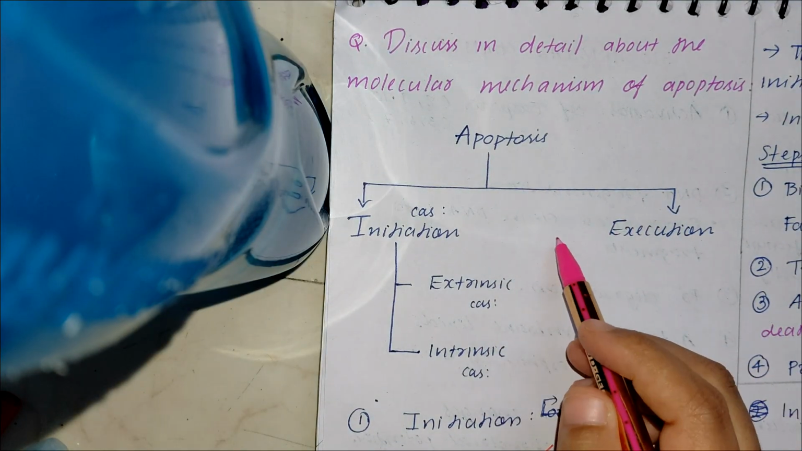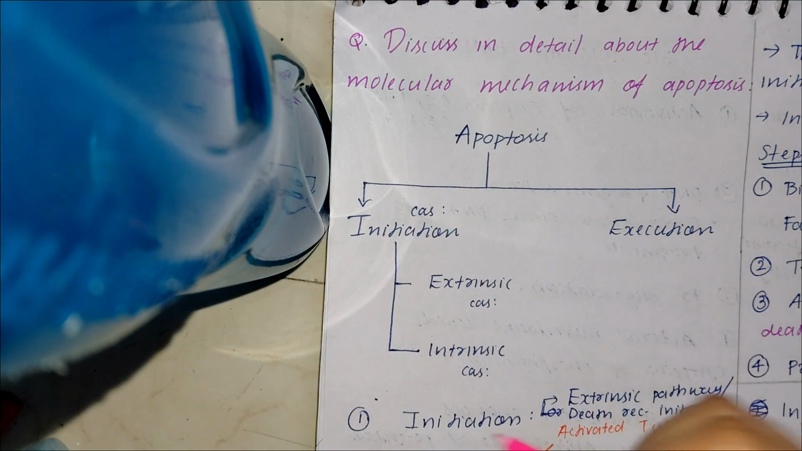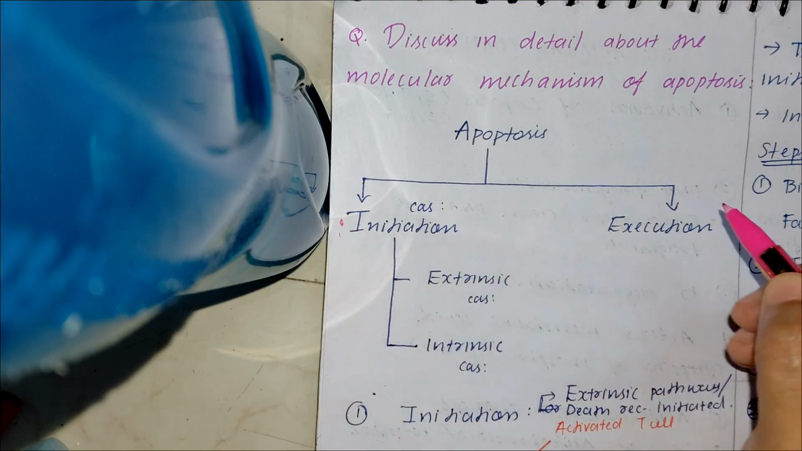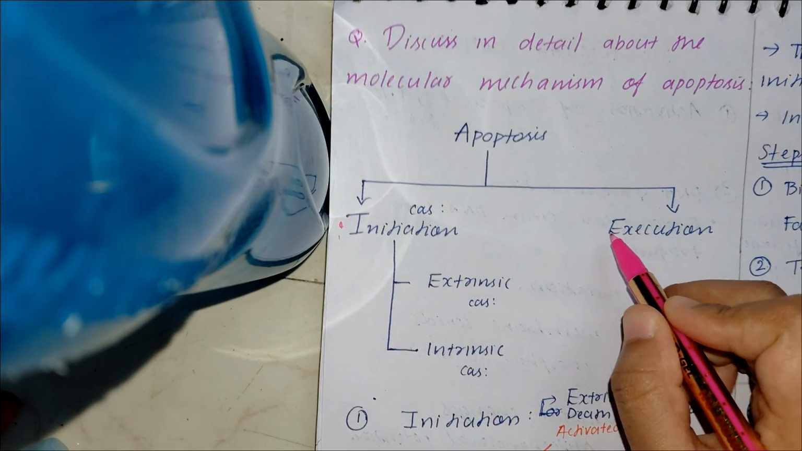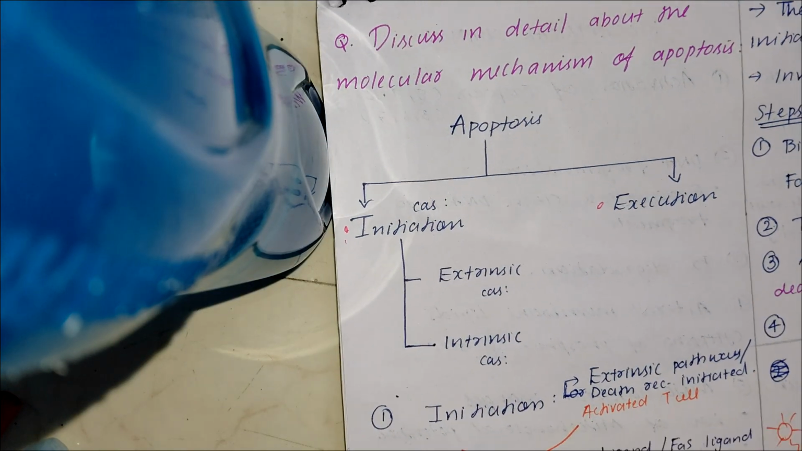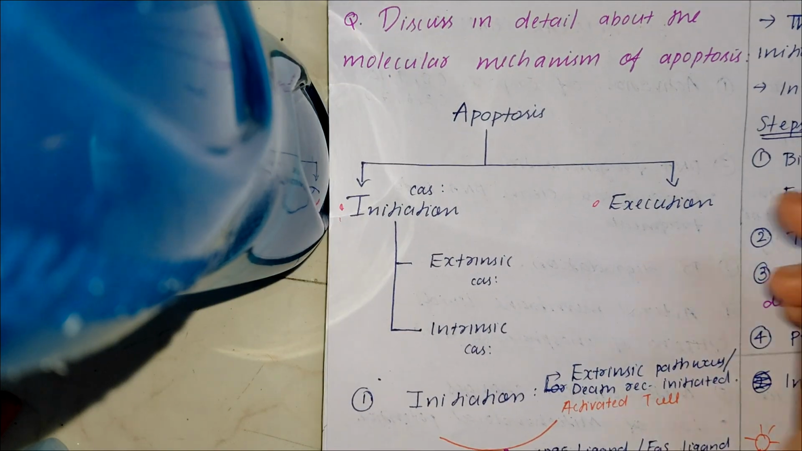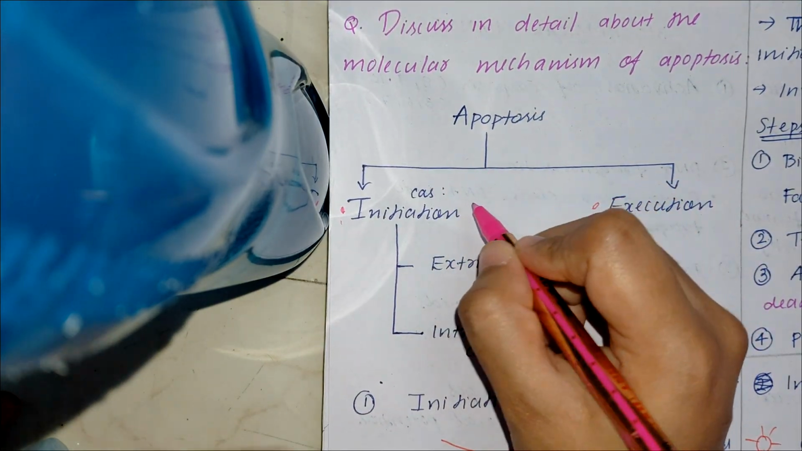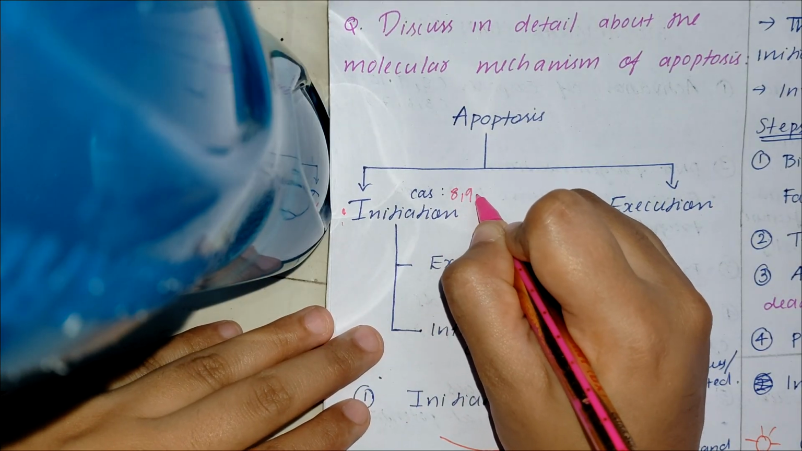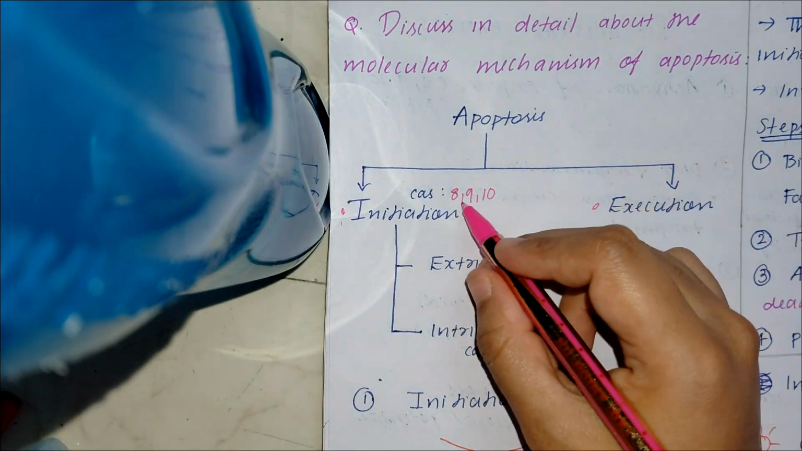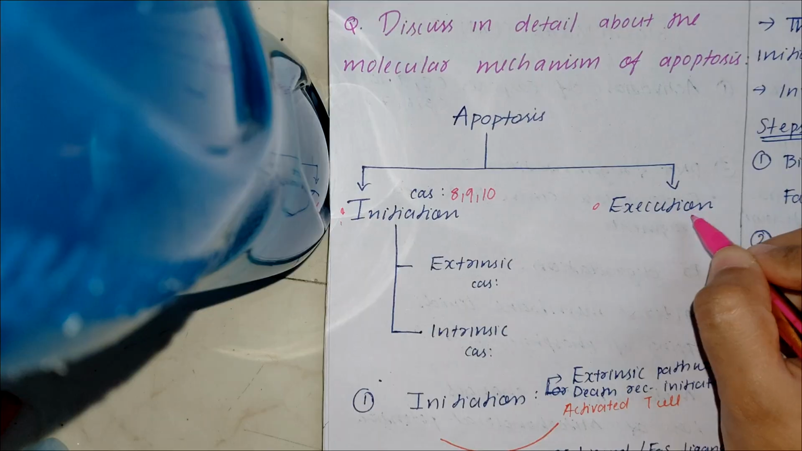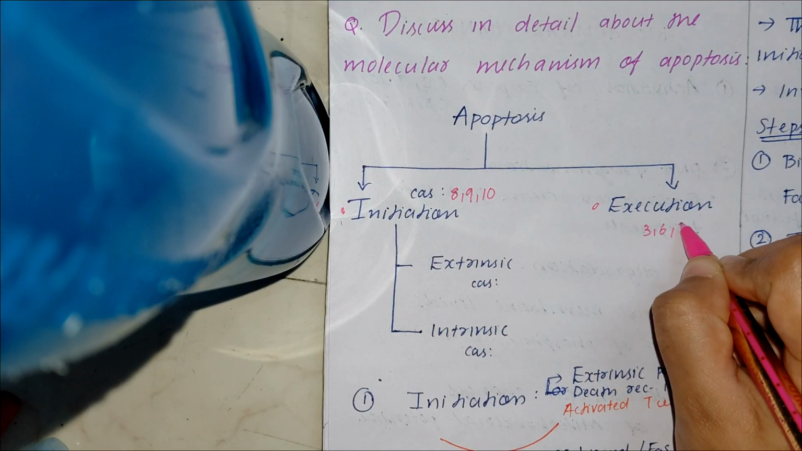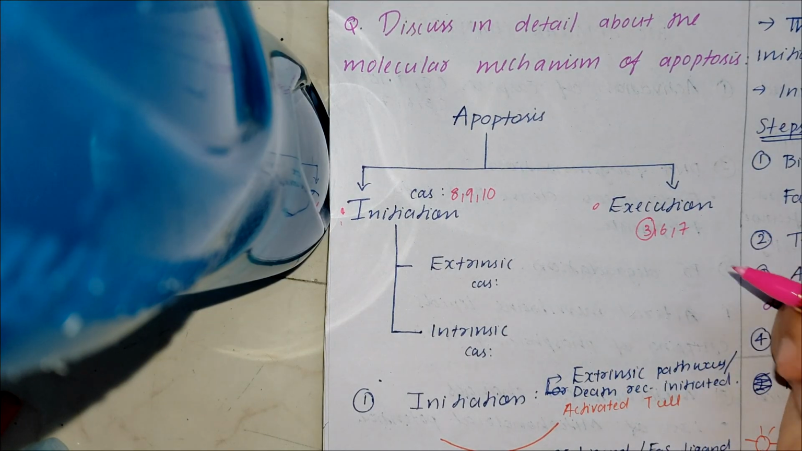So apoptosis is divided into two phases. First is the initiation phase and second is the execution phase. Just remember, in the initiation phase the caspases used are 8, 9, 10. What about execution? It will be 3, 6, 7. Among these, 3 is the most important one.